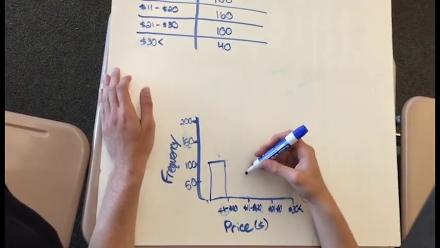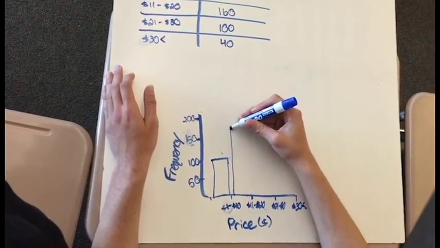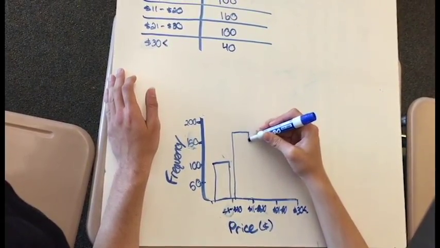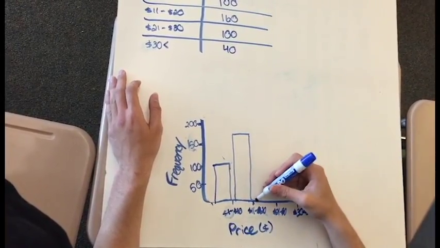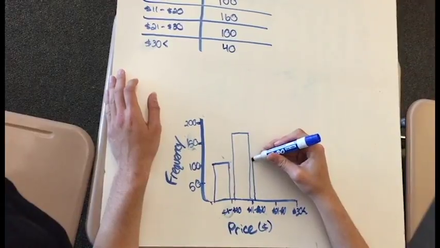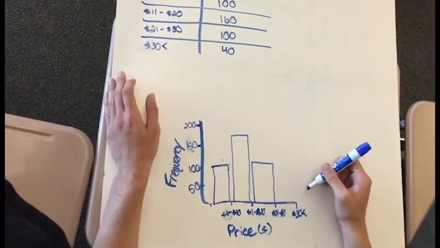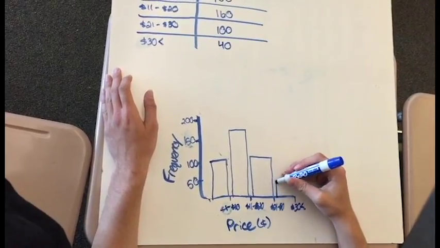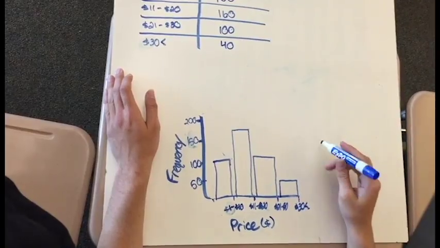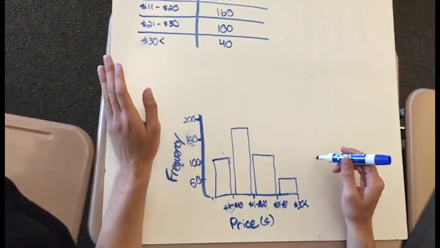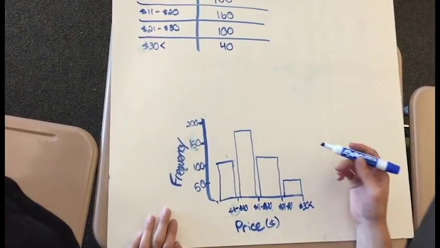11 to 20 is 160, so we're going to go slightly above the 150 that we made. 21 to 30 is 100 again, so make it as even as possible with the $1 to $10 one. And anything above 30 is 40, so we're just going to go slightly below the 50 bar. And boom, that's our histogram for the price versus frequency of books sold.